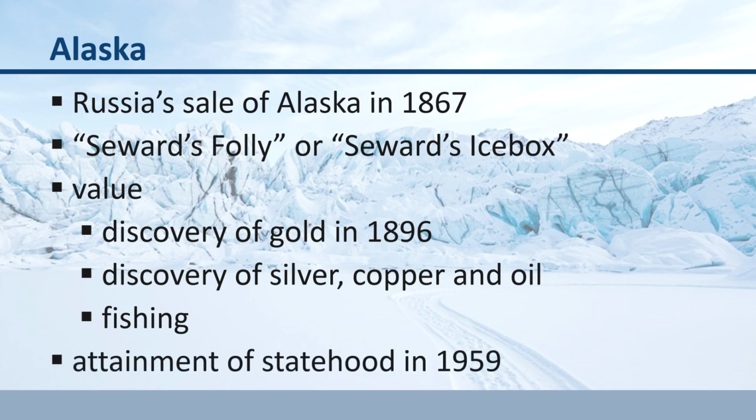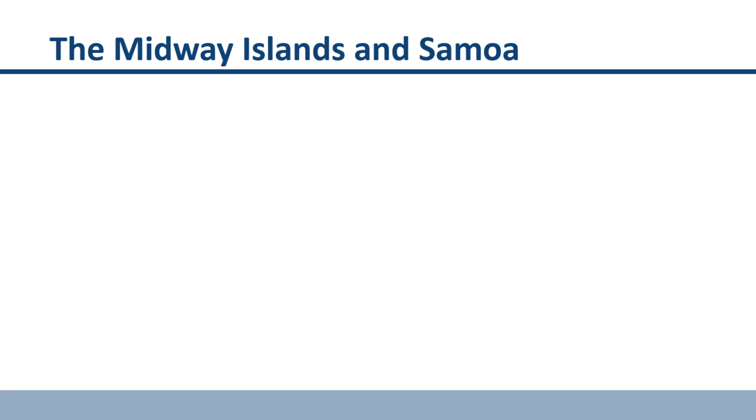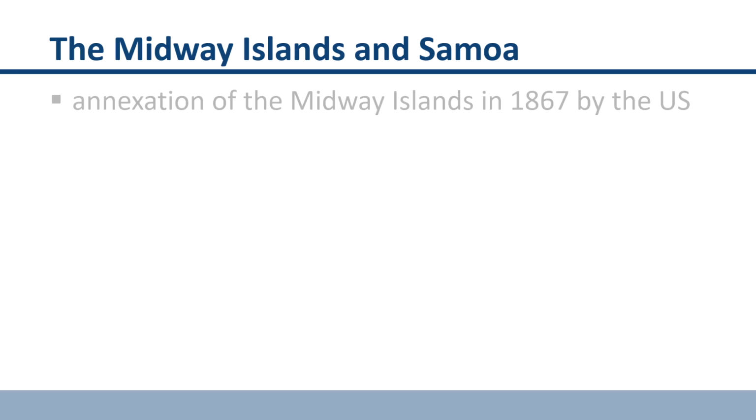Eventually, Alaska would become the 49th state in 1959. Now, other territories acquired by the U.S. in the Pacific were the Midway Islands and Samoa. Now, understand, as the U.S. increased trade with Asia, they needed to find ports in the Pacific to refuel the merchant ships. In 1859, American sailors discovered and claimed some uninhabited islands about halfway between North America and Asia. That's why they're called the Midway Islands. The U.S. annexed Midway Island in 1867.